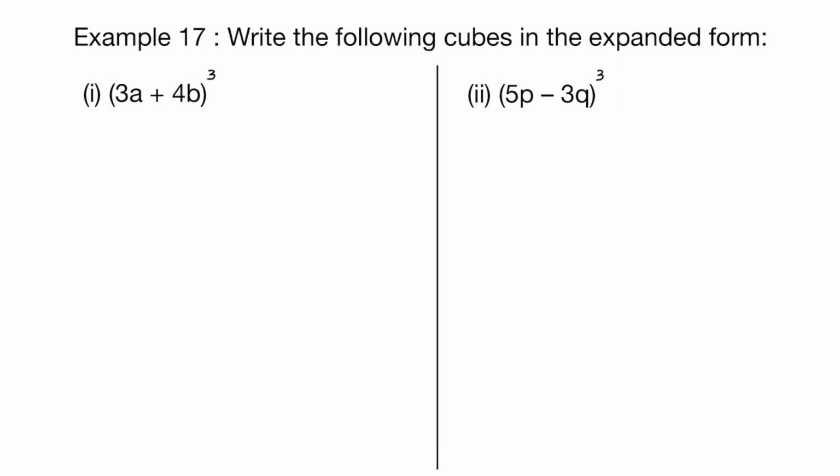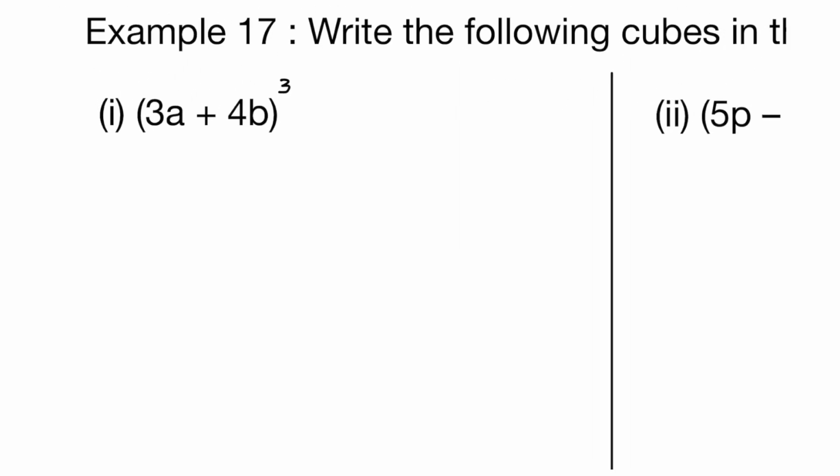Okay, so this is going to use the formulas that we have learned right away to solve this. Write the following cubes in expanded form. We have two subdivisions here. Let us first start with the first one, which is (3a + 4b) the whole cube. Again, this is of the form (a + b) the whole cube, or (x + y) the whole cube. Let us just say x is equal to 3a and y is equal to 4b.